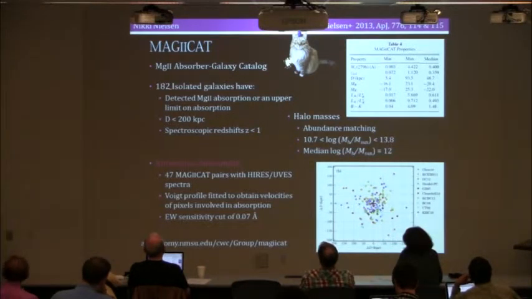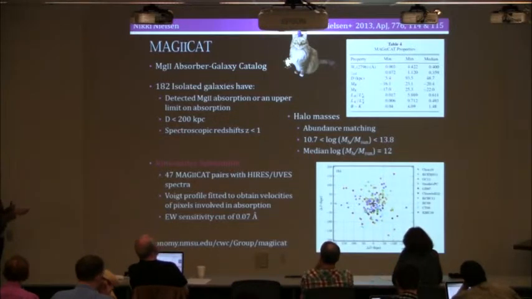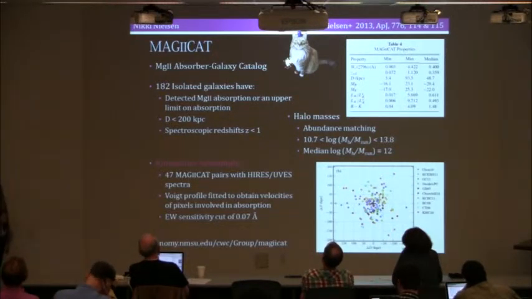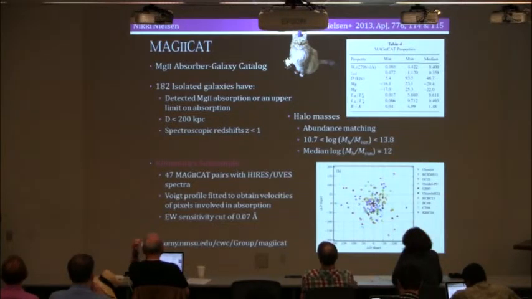We have 182 isolated galaxies with detected absorption or an upper limit on absorption. We have all kinds of different properties for them, including halo masses, colors, and redshifts. I'm going to focus on a subsample of MgII for which we have high-resolution UV spectra, and there are 47 of these. We have Voigt profile fitted every one of these absorption profiles to get the velocity information. We also use a sensitivity cut so that we can take into account the different quality of spectra among all of these pairs.